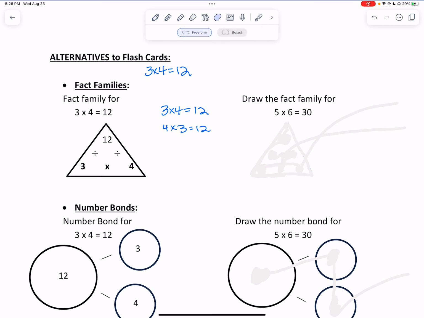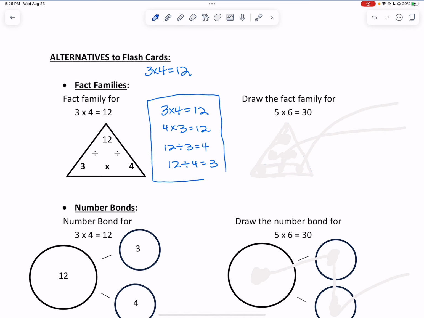Now, we're not supposed to know how to divide yet, but that also shows me that 12 divided by 3 equals 4, and 12 divided by 4 equals 3. So instead of one flashcard for one fact, you've got one triangular flashcard, and it has 4 facts. It shows the relationship of 3, 4, and 12.